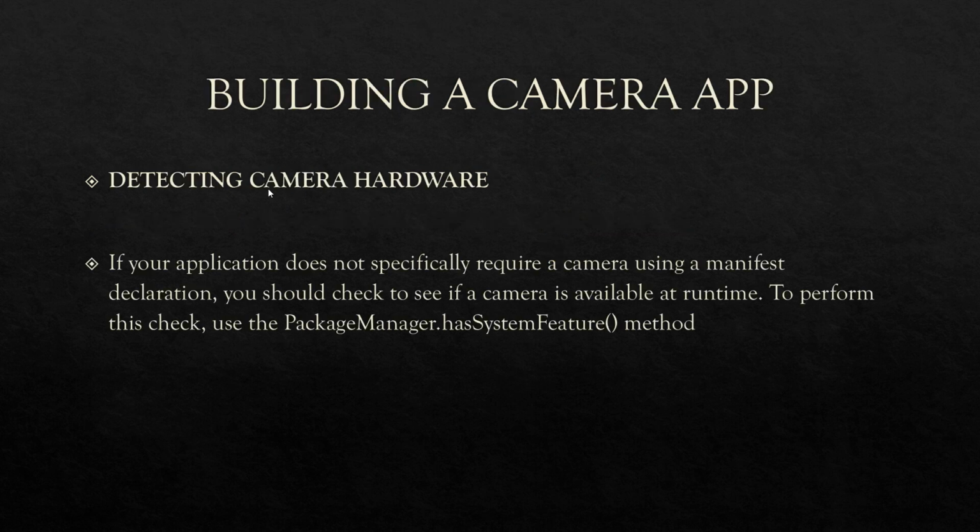So first step, what we have to do, we have to detect camera hardware. Before building any camera based application, we have to check if our device is having a camera. To do that, we will use the package manager dot has system feature method. This method will tell us about the camera hardware. If it is present, it will return true. So first step is we have to detect the camera hardware.